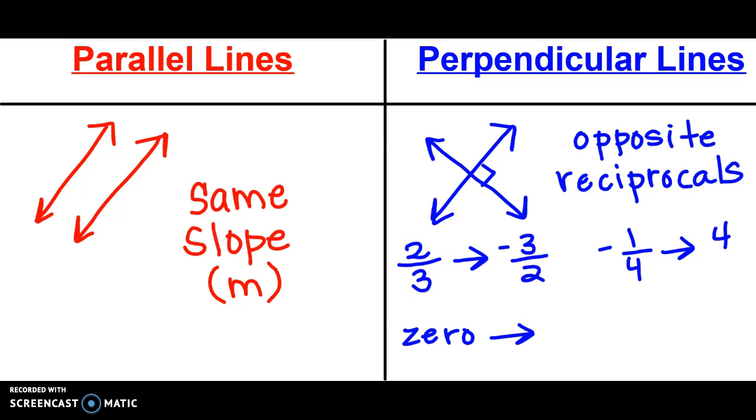That would be a horizontal line. So we know in order to make perpendicular lines, the other line would have to be vertical. So the slope that's perpendicular to 0 is an undefined slope.